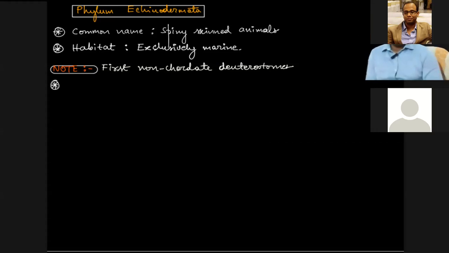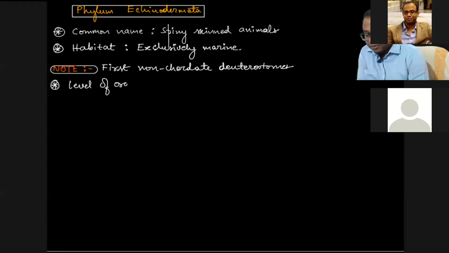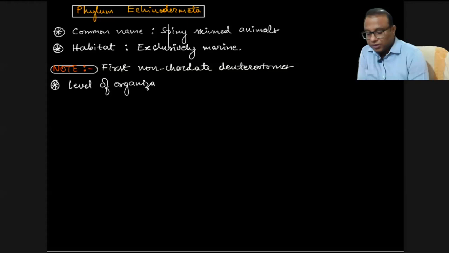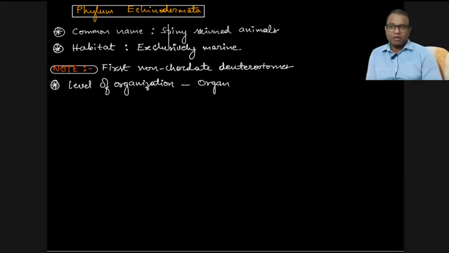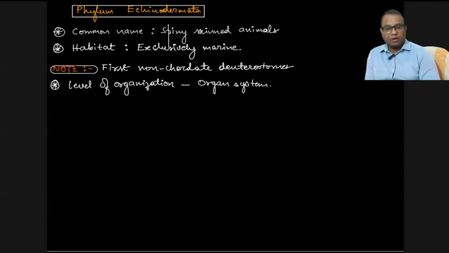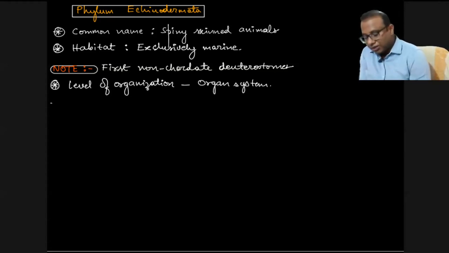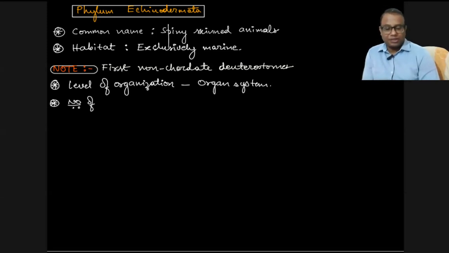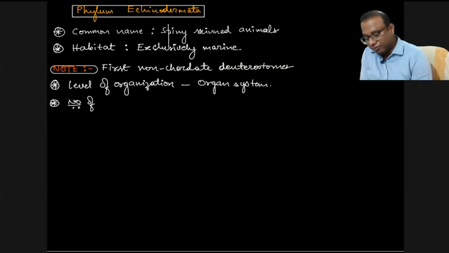Right, now let us see what are the different features of this phylum Echinodermata. Starting with the level of organization. What is the level of organization? Organ system level of organization. I've been reminding you that the organ system level of organization starts from platyhelminthes onwards and it continues without break till phylum chordata. Right, what about number of germ layers? Three germ layers. That also starts from phylum platyhelminthes and continues without any exceptions or breaks up to phylum chordata.